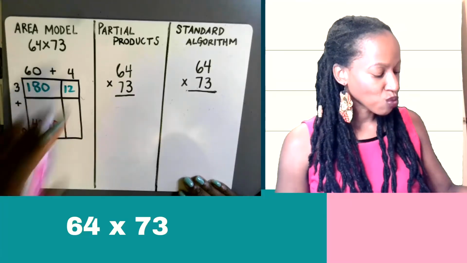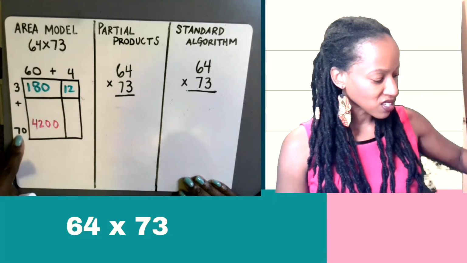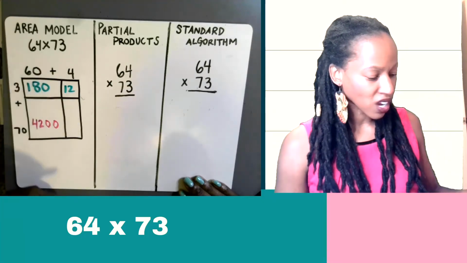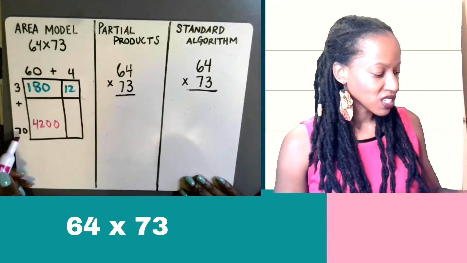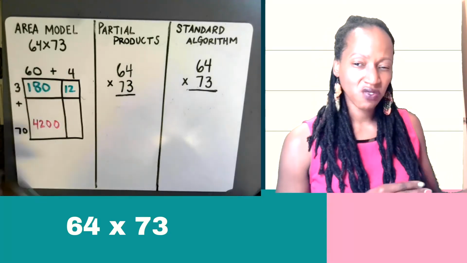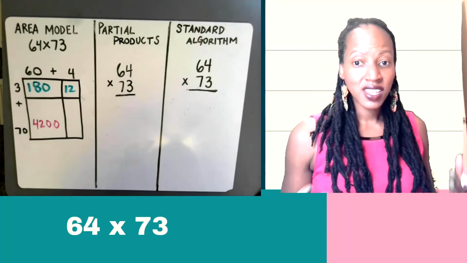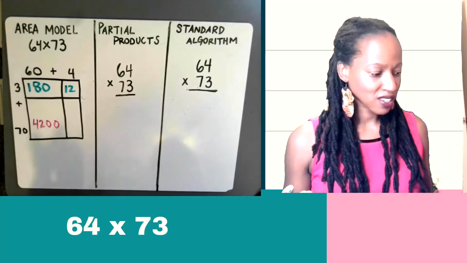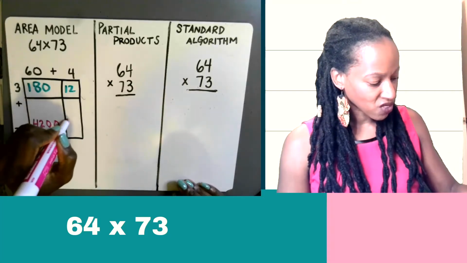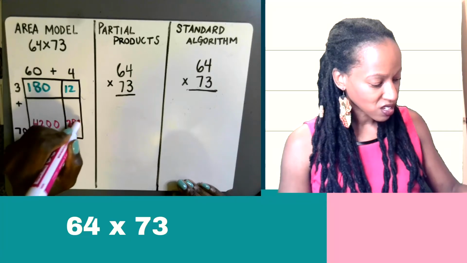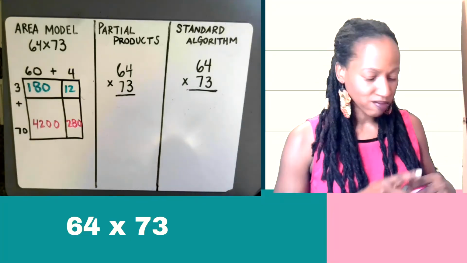Now, I have one more thing to multiply. I have to multiply 70 times 4. Okay, that's the second part of my number. 70 times 4, well, my basic facts are 7 times 4. 7 times 4 is 28, so I'll write that first. And then I have 1 power of 10, so that's 280.